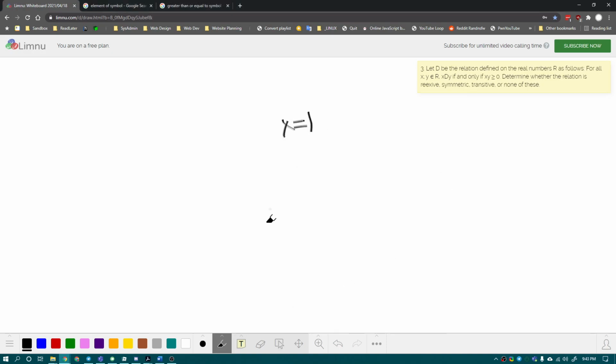Well, y can be any number greater than or equal to 0, right? For x times y to be greater than or equal to 0. Does this kind of make sense to you guys why that would be?